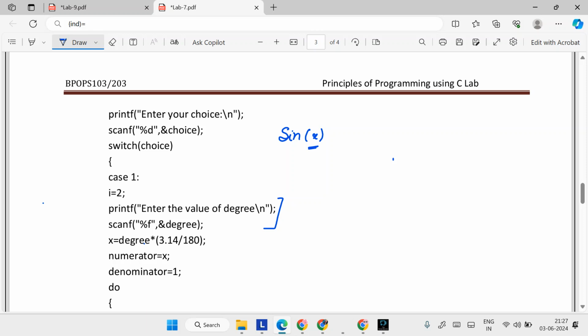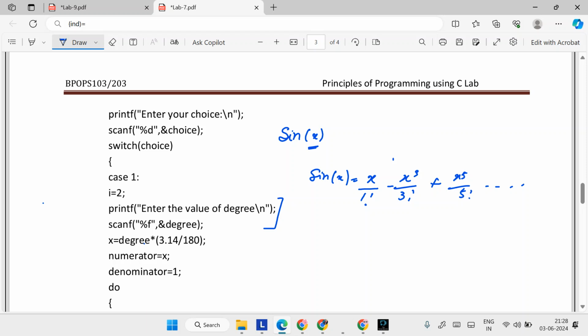Now when you give the value, you have to convert it to the radian form. This is in the degree form, you have to calculate the value into the radian form. How do you calculate? It is degree times pi divided by 180. That will give you the radian form of your given degree. Once you have that, now you have to calculate sin x. So sin x is x divided by 1 factorial minus x to the power of 3 by 3 factorial plus x to the power of 5 by 5 factorial, like this.